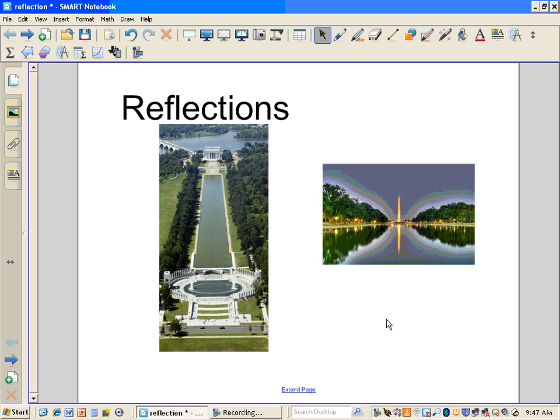Okay, here we go. Quick video about reflections. You don't have this page in your notes, but I just wanted to use it to point out that when we talk about reflections in coordinate geometry, we're talking about the same thing as reflections in the world around us.